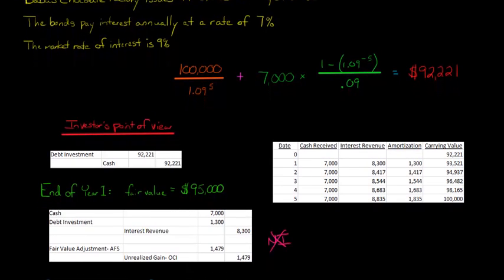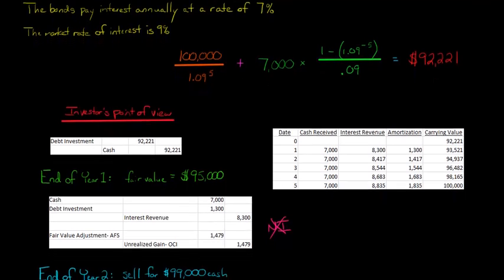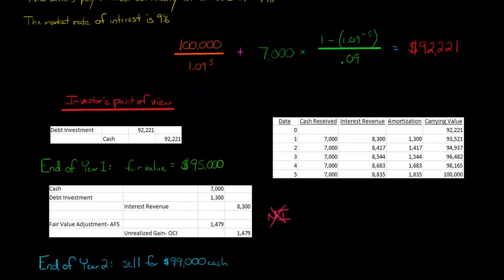Now we've dealt with end of year one, and we've talked about this before, so this should be easy for you. Now at the end of year two, here's the catch. We sell our entire investment. We sell this to somebody else for $99,000 cash. So the question is, what do we do with the gain or loss? How do we even calculate the gain or loss?